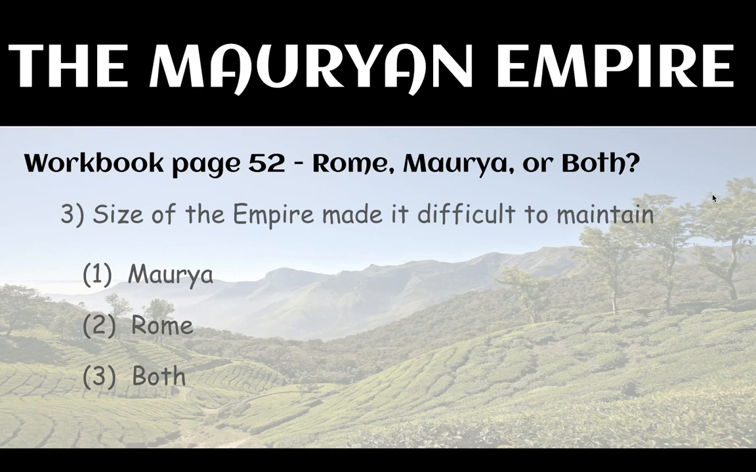All right, number 3. The size of the empire made it difficult to maintain. Is that describing the Mauryan Empire, the Roman Empire, or both? So turn the video off, go to your workbook, answer the question, and then press play to review. All right, friends, which one did you pick? I know which one I picked. I picked both. Remember, the Roman Empire was huge, and that was one of its downfalls. Made it hard to maintain an empire of that size, and that became the case with the Mauryan Empire as well. Good job, my friends.